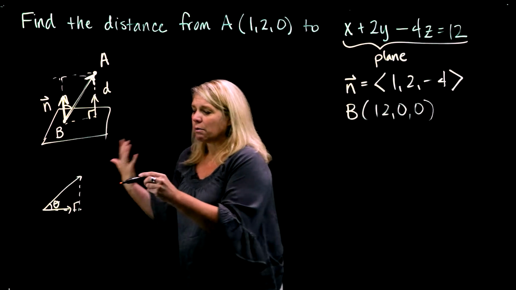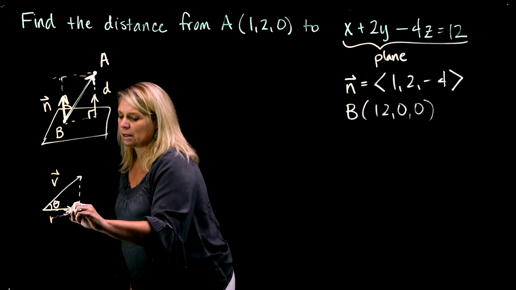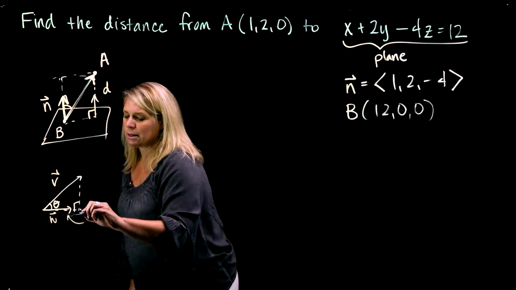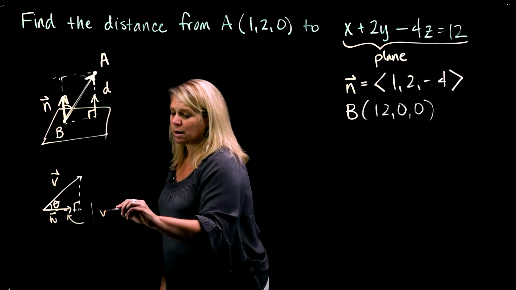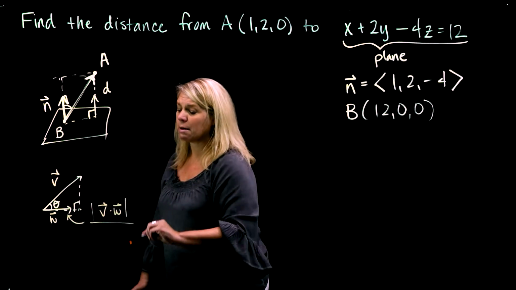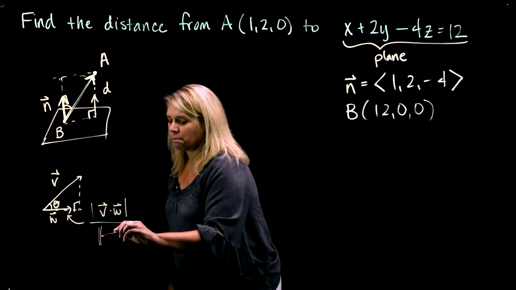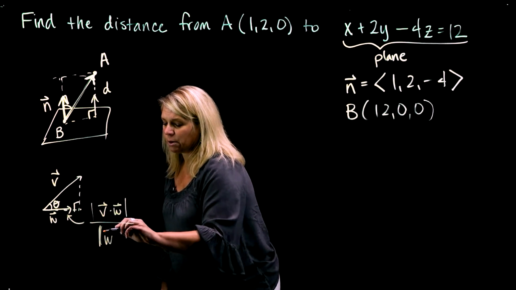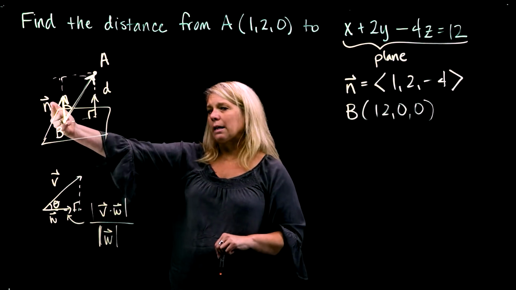So in general, when we've been labeling these before, we maybe called this vector V and this vector W, and this adjacent side would be the absolute value of the dot product divided by the magnitude of the vector that you're projecting onto. So the magnitude of my vector W. So that's the adjacent side, and that's what we need here.